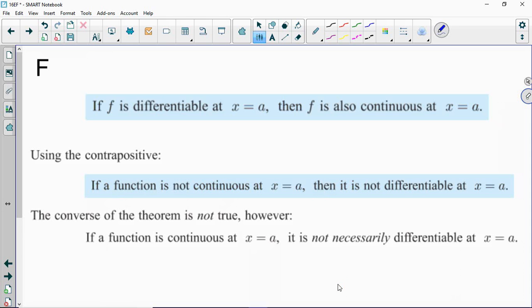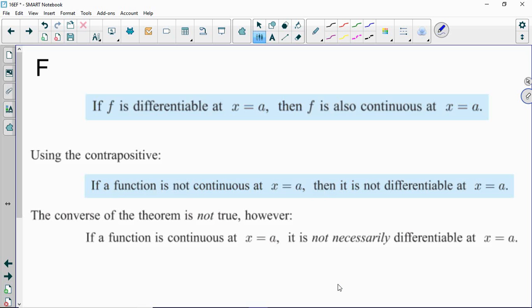Using the contrapositive, so kind of reversing everything here. If a function is not continuous at a particular point, then it is not differentiable at that particular point. However, the converse is not true. A function being continuous does not mean that it must be differentiable. That's a whole lot of words that might not all make sense just yet. Let's see if we can say it a little bit differently.